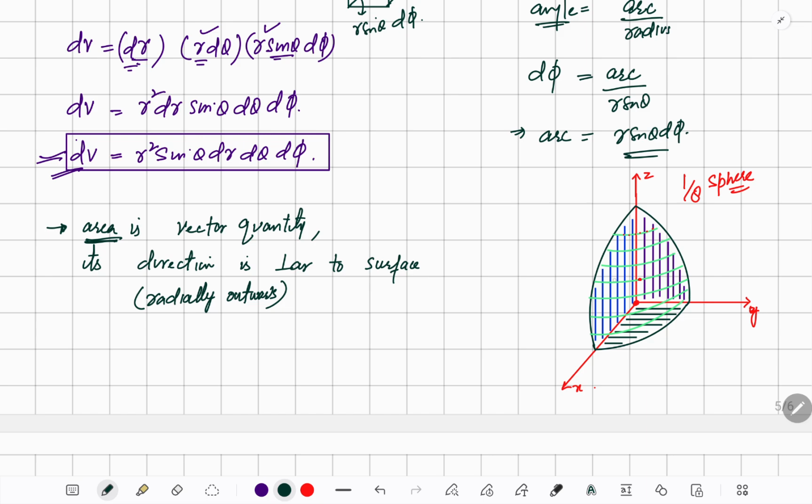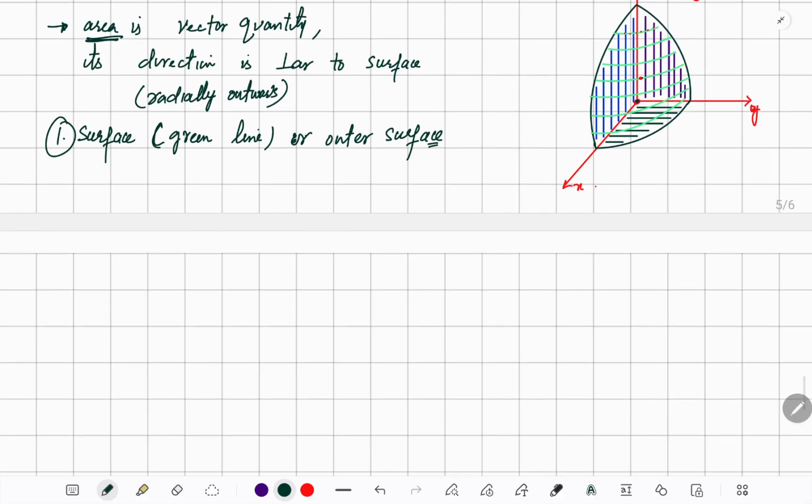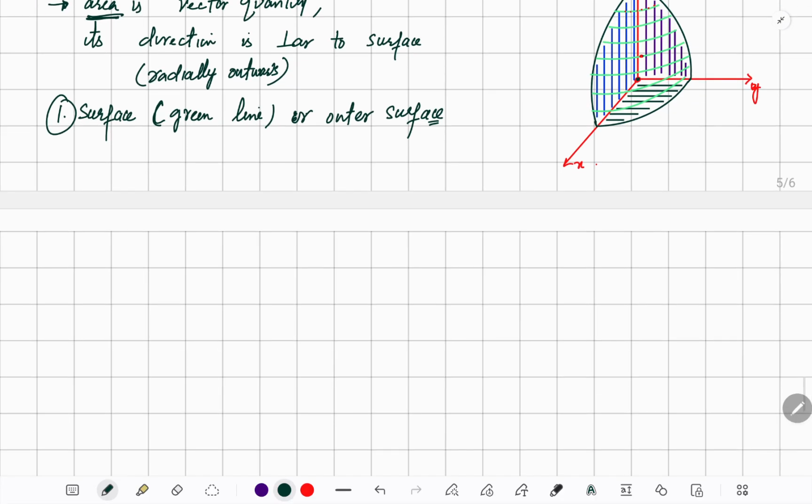So if you see the curved surface, like the outside part of the orange, it has the r direction, because r is from the origin to the surface. So if you are imagining, we have to make a vector from the origin towards the surface. So the first surface, shown by the green lines, is the outer surface, and the outer surface has the direction of r cap, because we define r from the origin to the surface.